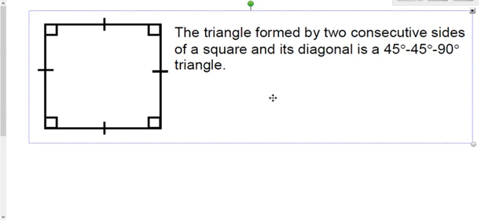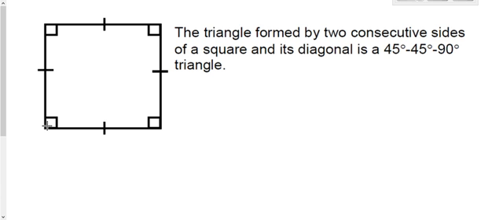Now this was a note earlier on your page. If you look at the first page, it says the triangle formed by two consecutive sides of a square and its diagonal is a 45, 45, 90 triangle. What it's trying to say here, complicated as it may sound, is that if you draw the diagonal of a square, it splits it up into two 45, 45, 90 triangles.